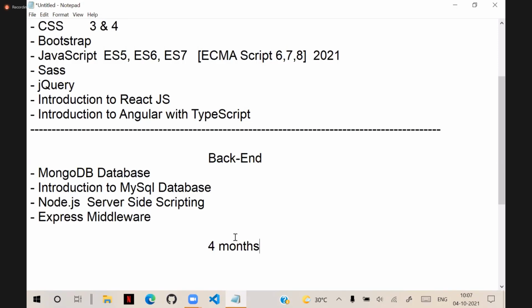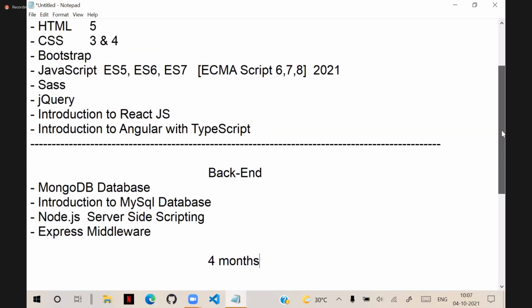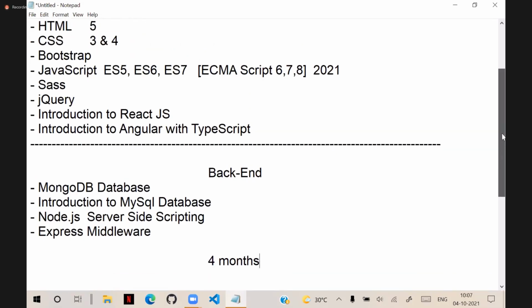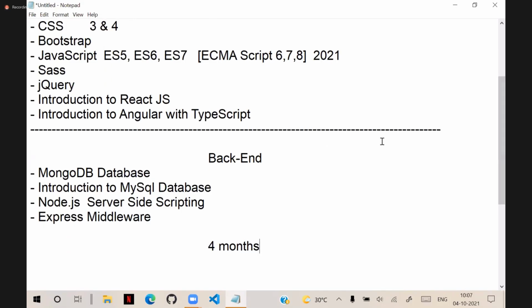One important point: everything we are going to discuss, for React JS and Angular, there is only an introduction, right? We are going to have only an introduction for them. We are not going to have detail. So in the front end, we are going to discuss HTML, CSS, Bootstrap and all this. In the back end, we are going to discuss this.